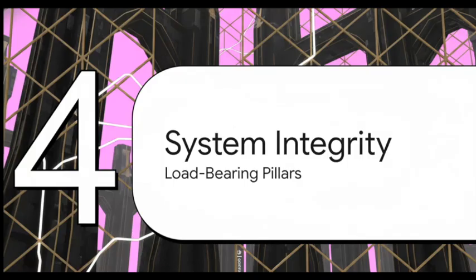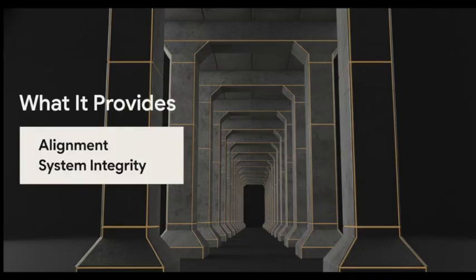Let's zoom out and look at the macro view in Section 4, preserving system integrity and the load-bearing pillars. Beyond your own individual journey, we have to look at what this continuity pathway does for the structural integrity of the entire FAST method ecosystem. Why is this so strictly enforced? Well, it all comes down to protecting the ecosystem itself.